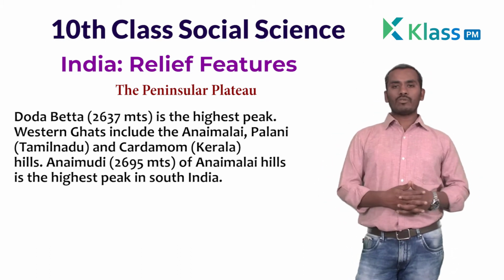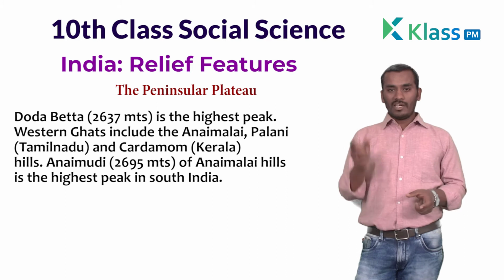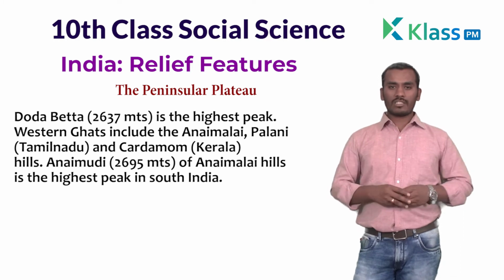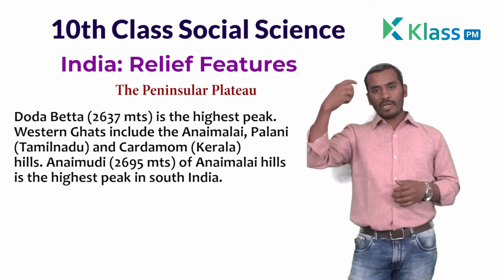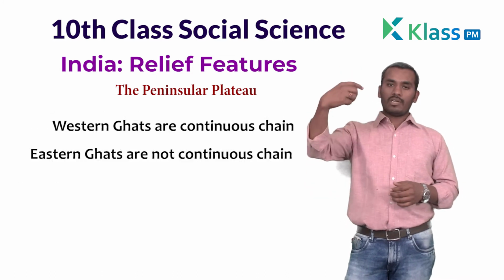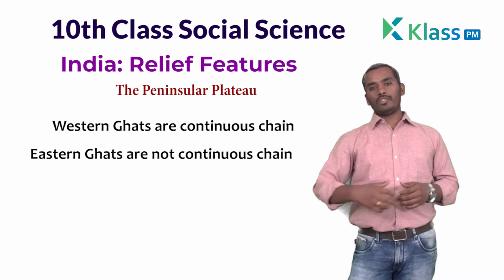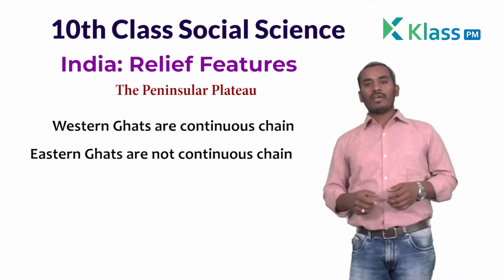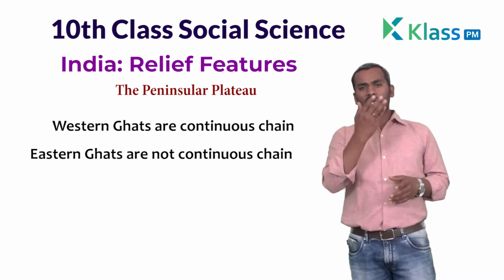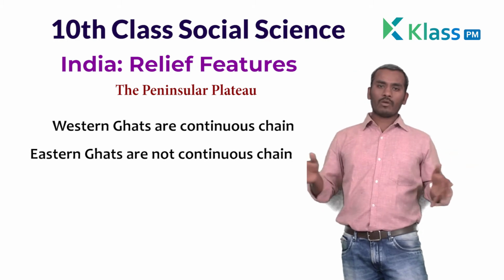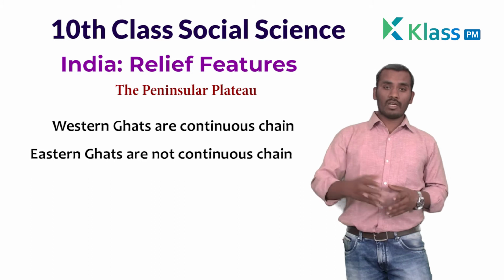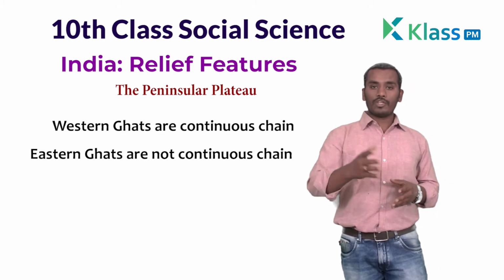If we discuss the two edges, the Eastern Ghats and the Western Ghats, the Western Ghats are a continuous chain. That means there is no breakage; it's a continuous chain from the start to the end. Whereas the Eastern Ghats is a discontinuous chain. The Western Ghats are also broader, rich and fertile. Rich in what? Natural vegetation.